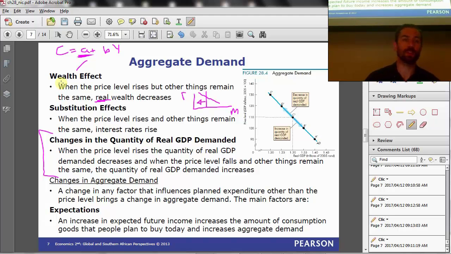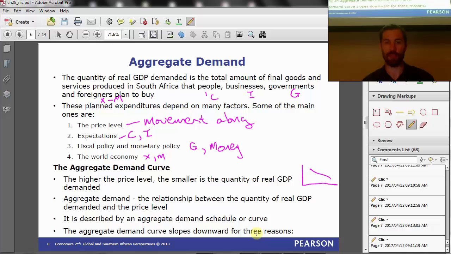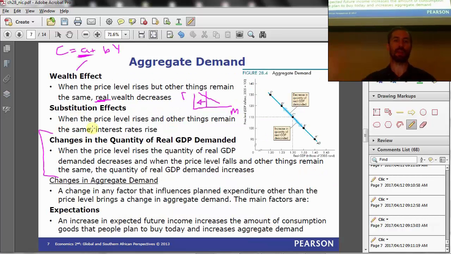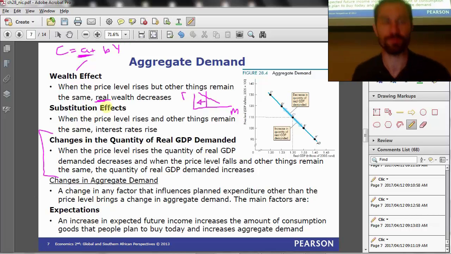So we've spoken specifically about a wealth effect and a substitution effect. But as I say, there are different kinds of substitution effects that we can think about. And when they make this third point here, changes in the quantity of real GDP demanded when the price level rises, GDP demanded decreases. Yes, because there are other kinds of substitution effects that take place. When they say 3 reasons here, it's actually more like different kinds of substitutions. I'm not going to go into what those are without first talking about fiscal policy, monetary policy, and open economy stuff, so exports and imports. So for now, fine, wealth effect and then different types of substitution effects. Those kinds of substitutions can include this idea of expectations.